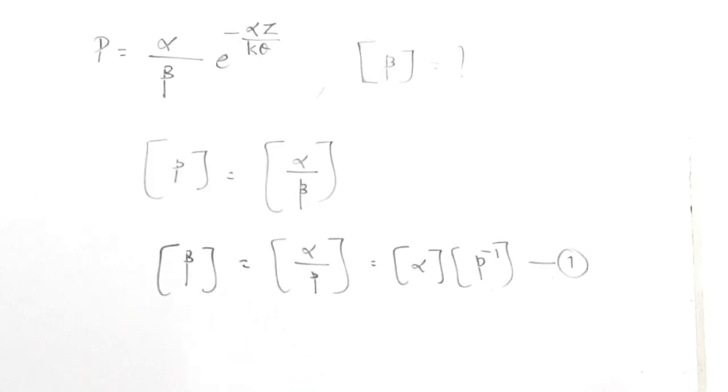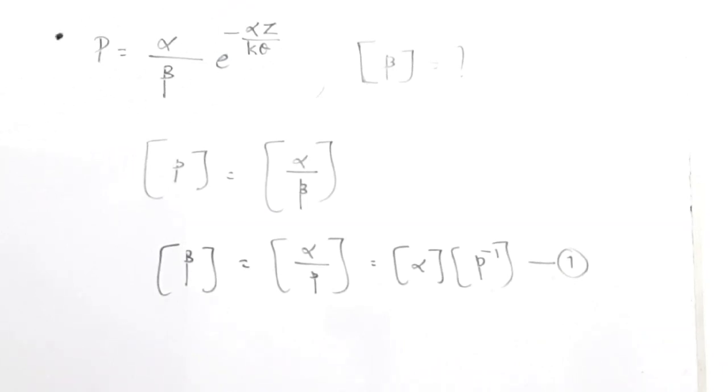Here we have to find the dimension of beta. P is pressure, z is distance, k is Boltzmann constant, theta is temperature. What is alpha? It is not given, and we have to find the dimension of beta. In this problem we have an exponential. We discussed this type of problem earlier. e raised to minus alpha z by k theta is simply a number.